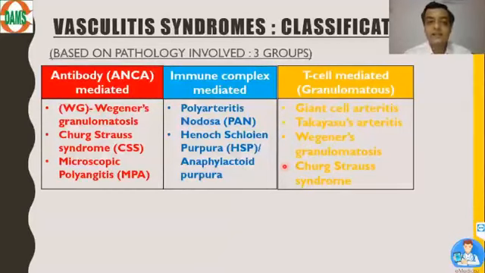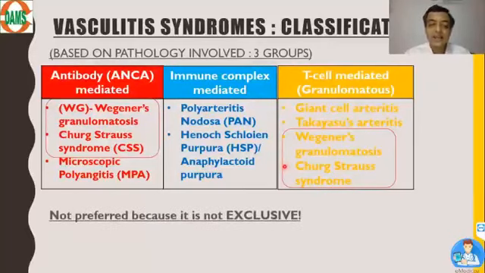So that is the key point we want to see here: why are we not using this classification? Because of the problem pointed out by Urmish Patel. Wegener's granulomatosis and Church-Strauss syndrome are present on both sides. They are present under 2 groups because they can have a dual mechanism, and that is why it is not preferred. That means it is not exclusive.